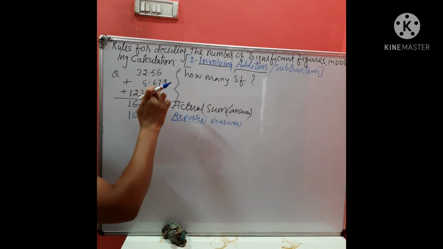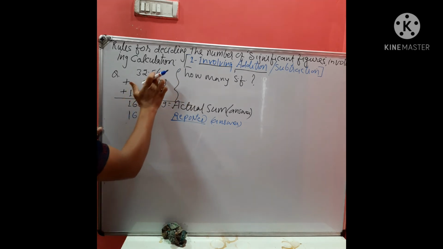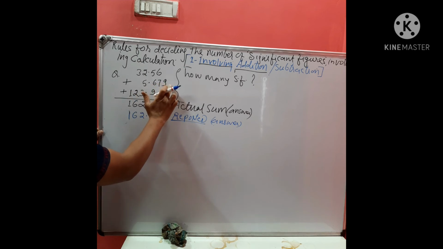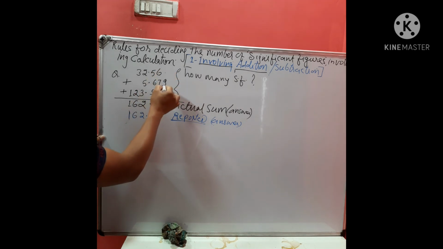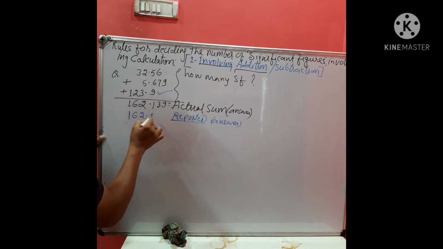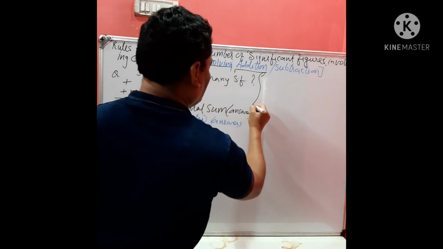Now, why is this the reported answer? Because, student, there are 3 numbers in the question. These numbers have 2 decimal places, this has 3 decimal places, and here there is only 1 decimal place. So we will report our answer up to the least decimal place. The least decimal place is 1. Therefore, I will also report my answer up to the least decimal place, only 0.1. So now there will be 4 significant figures.